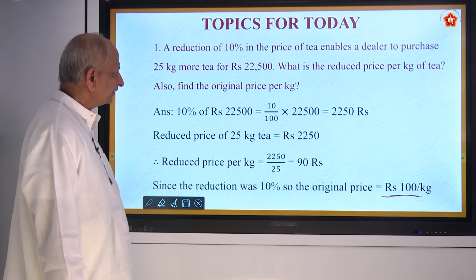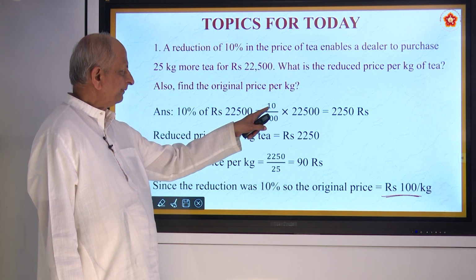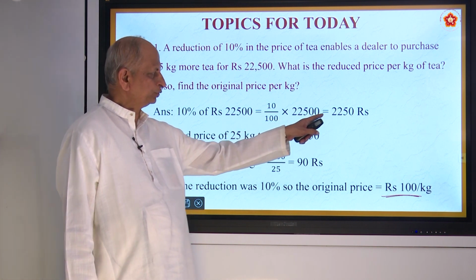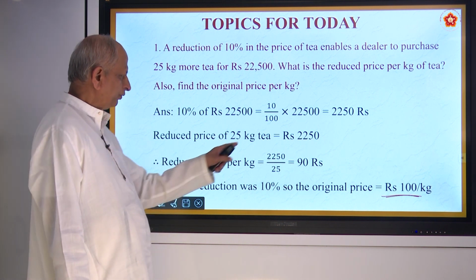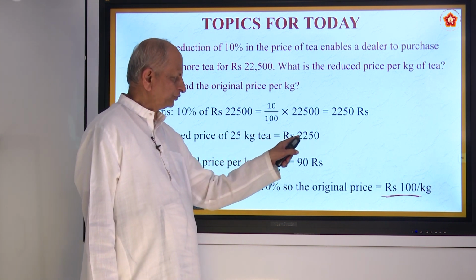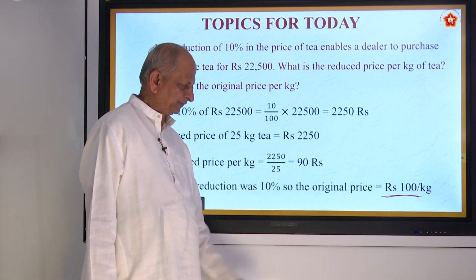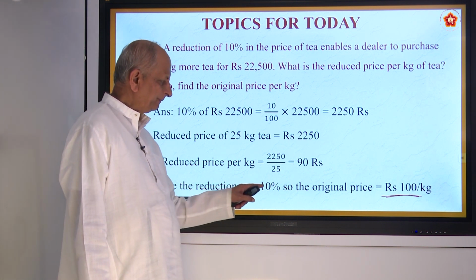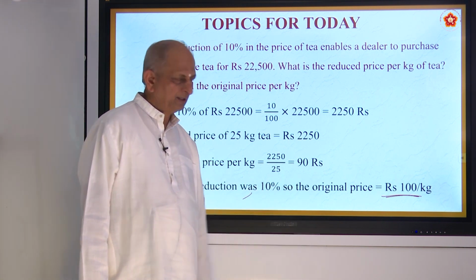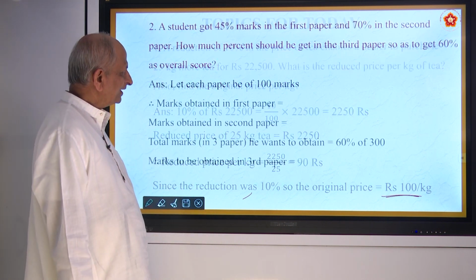Okay. That is a very simple question. So once again I will tell you. So 10% of 22,500 is 2,250 rupees. So for 25 kg, 2,250 is reduced. For 1 kg it is reduced to 90 rupees. Is it not? So the reduction was 10%. So the original price will be 100 rupees per kg. Okay, that is the first question.